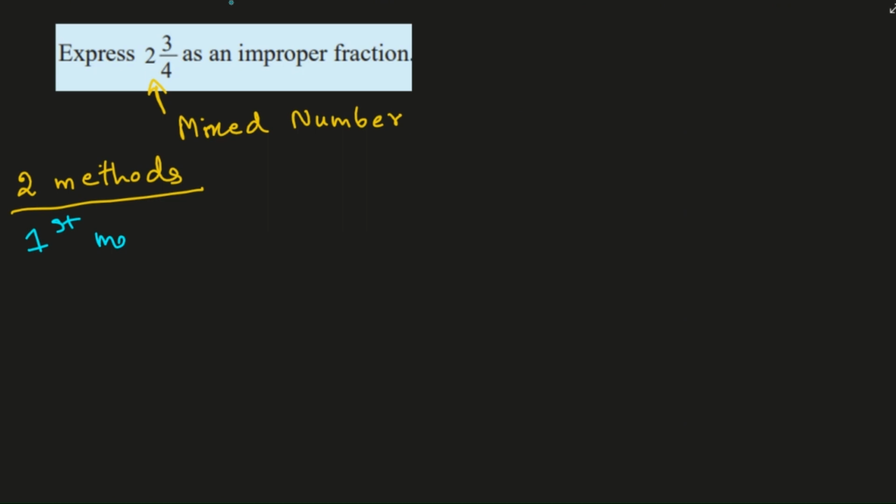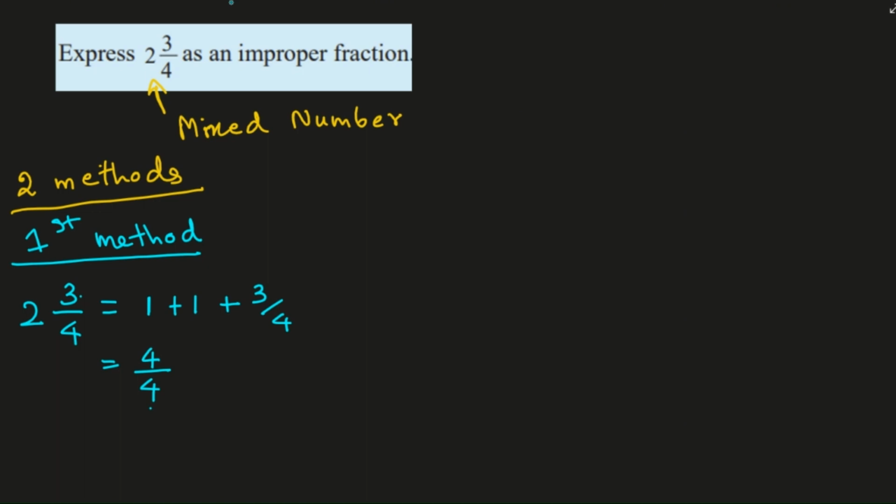First method. If you write this as 2 and 3 upon 4, you can write this 2 as 1 plus 1 plus this 3 upon 4. This 1 can be written as 4 upon 4, right? 4 divided by 4, the answer is 1. I can even write it as 5 upon 5, 10 upon 10. Why didn't I write it as that?